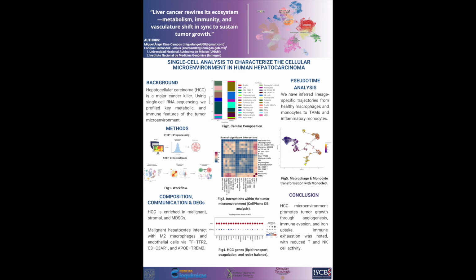Notably, we found that malignant hepatocytes signal to endothelial cells and macrophages through ligand-receptor pairs, such as transferrin and transferrin receptor 2, C3 to C3AR1, and apolipoproteins to TREM2 receptors. These pathways are associated with iron transport, inflammation, lipid metabolism, and immune suppression.